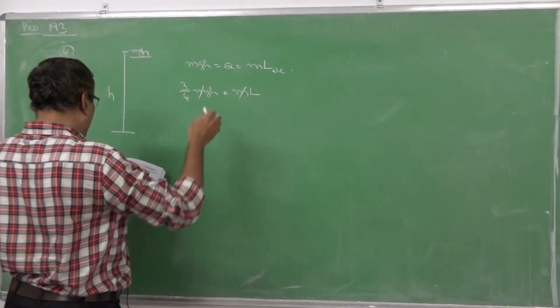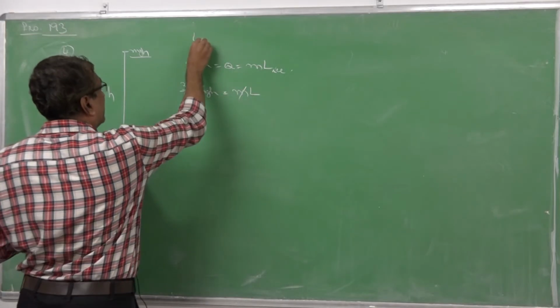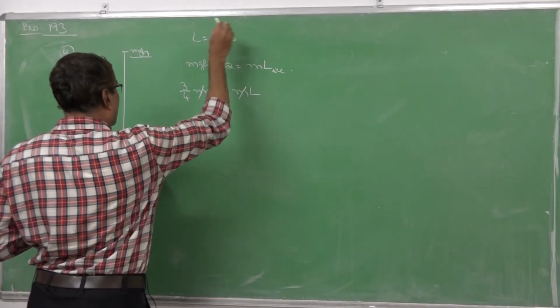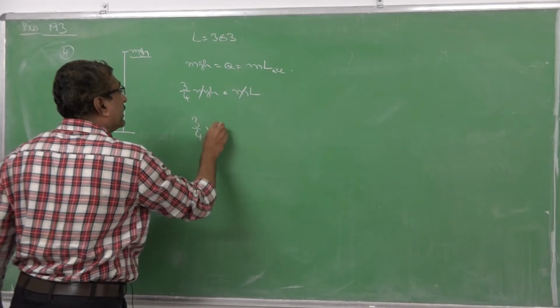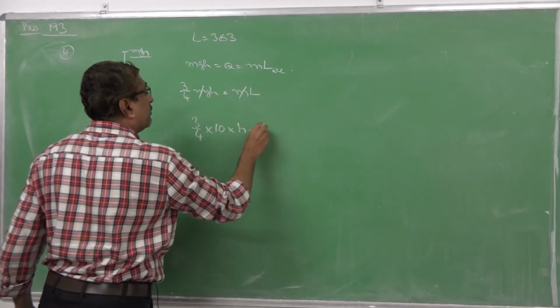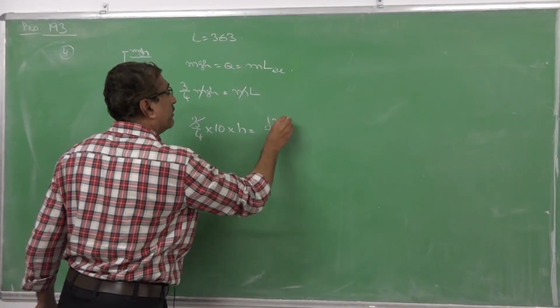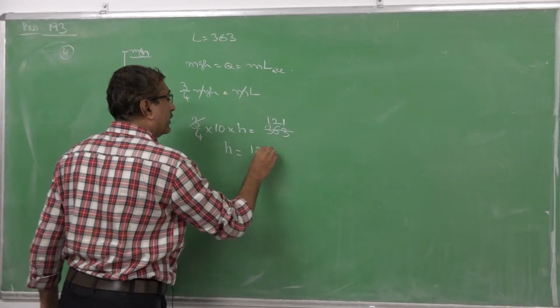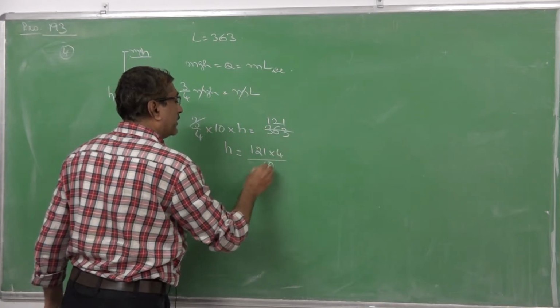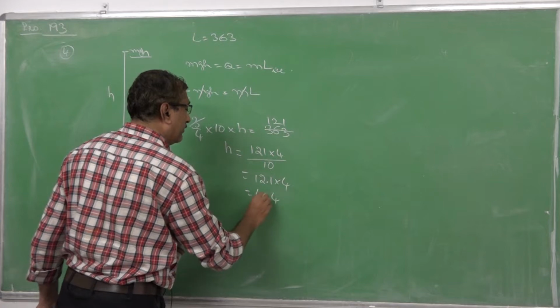Now substituting these values. Here in this problem, it is given L as 363 units, SI units. So 3/4 into g, take it as 10, into h is equal to 363. Now we can cancel out this 121. So h is equal to 121 into 4 by 10. That is 12.1 into 4, that is 48.4 meter.